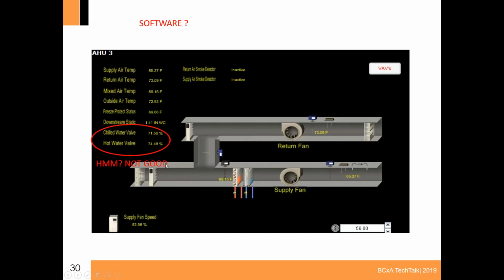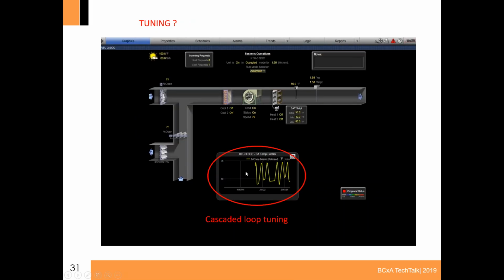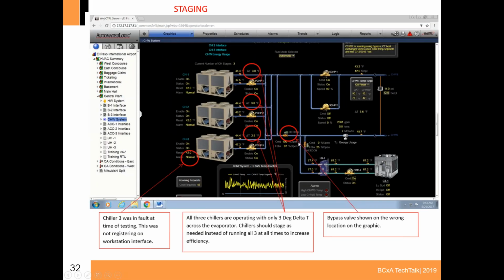Here's a classic example. Chilled water and hot water valves both simultaneously open. Rule number one in energy conservation, don't have heating and cooling going both at the same time. This looks like a tuning issue. You're jumping all over the place. So the tuning on the loop is not good. What's going on here? Okay, this is a staging issue.